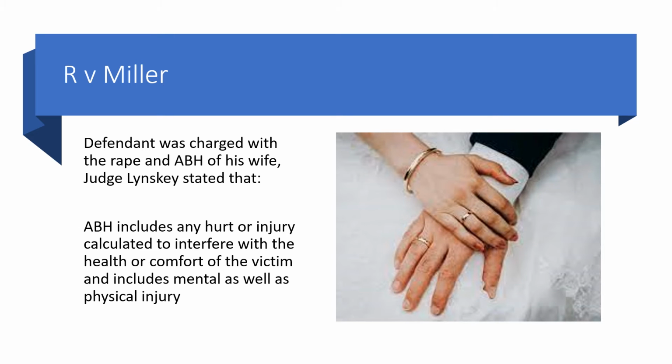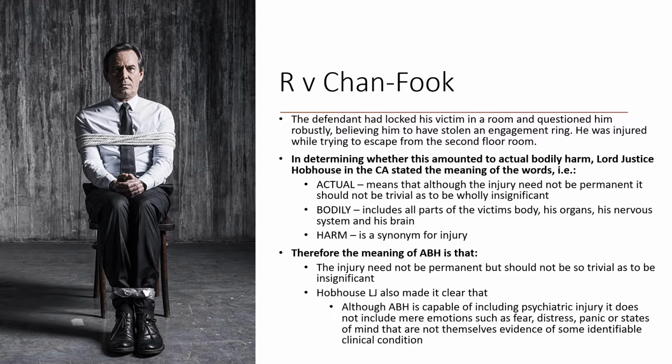So Miller, the defendant, was charged with the rape and ABH of his wife, and the judge in the case indicated, as we said, that ABH includes any hurt or injury calculated to interfere with the health or comfort of the victim, and includes mental as well as physical injury. Whereas we have Chan-Fook, where the defendant locked his victim in a room and questioned him robustly, believing him to have stolen an engagement ring. Now, he was injured while trying to escape from the second floor room.